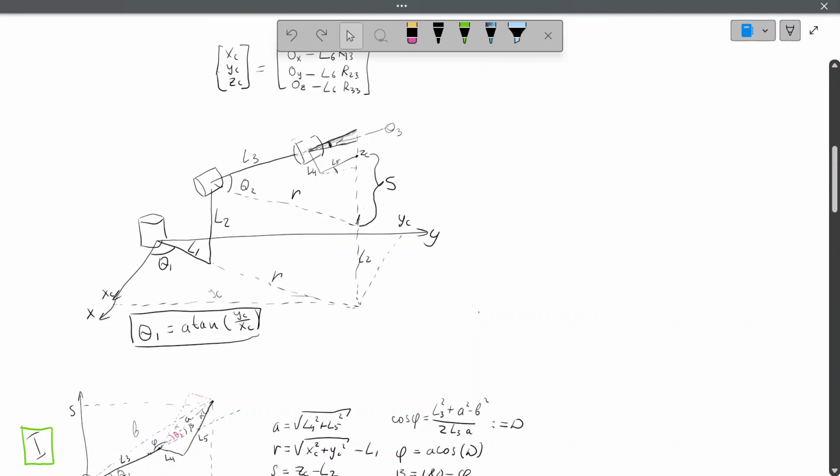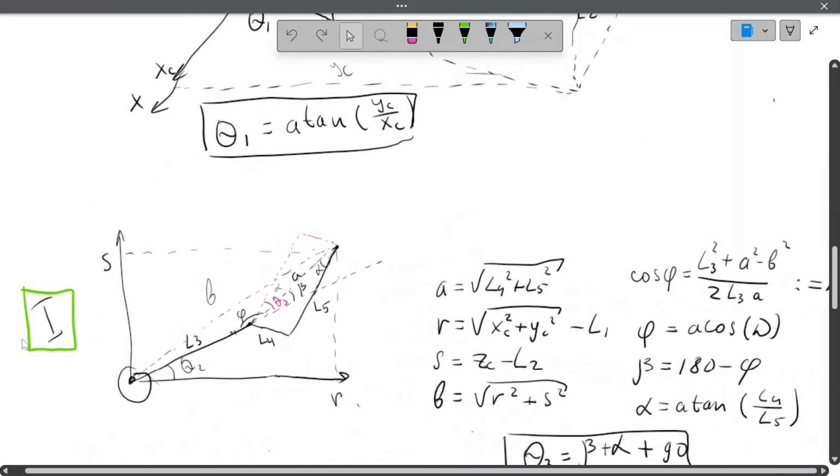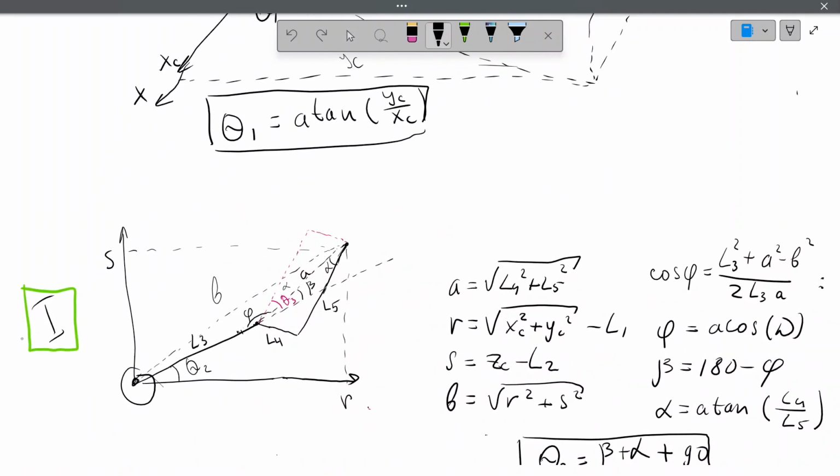Next, let's see what S is. S is this point minus L2. So this point minus this gives us this. This is S. Well, next we also have B. For B we consider, for example, this triangle.